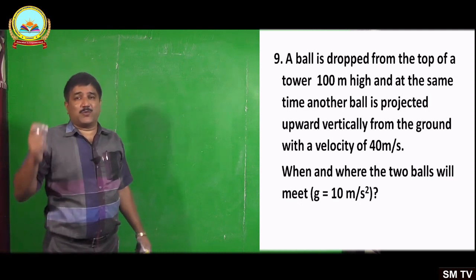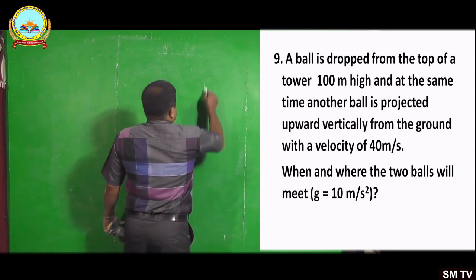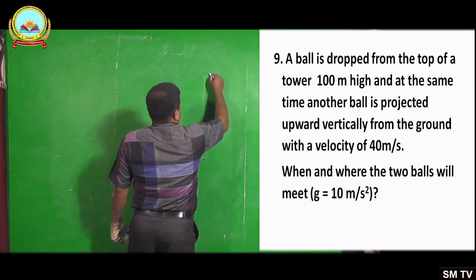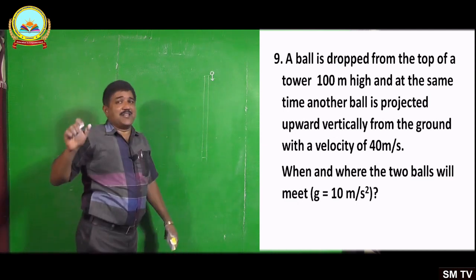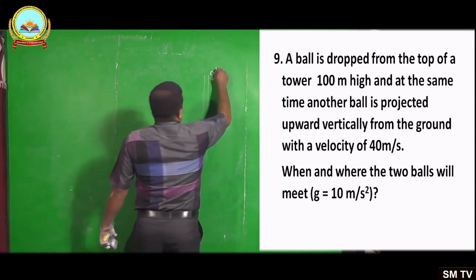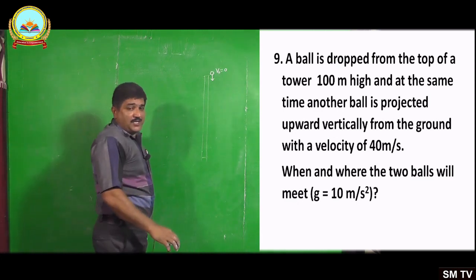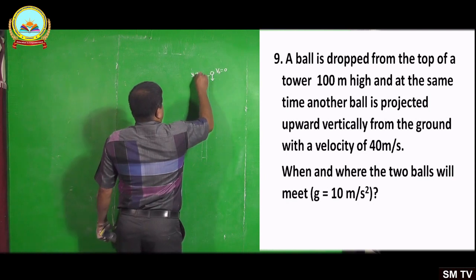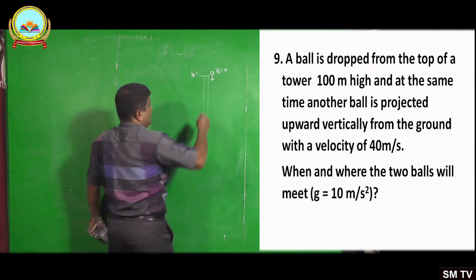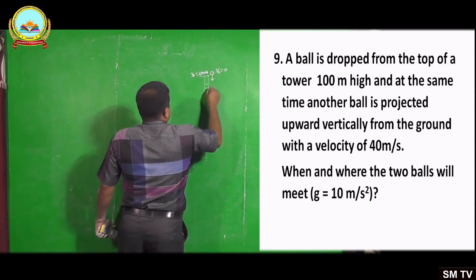So you read the problems word by word. A ball is dropped from the top of the tower. Okay, so this is the tower here like this. So from the top of the tower a ball is dropped. Dropped means the initial velocity is 0. So for this ball, initial velocity 0, and initial position is there for this. So y naught for the ball which is dropped is 100 meter, because it is dropped from the top of the tower.